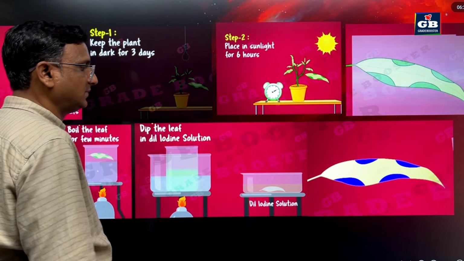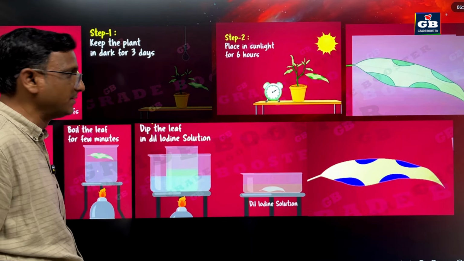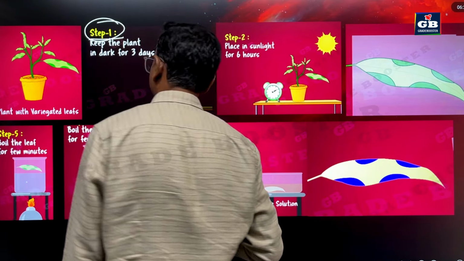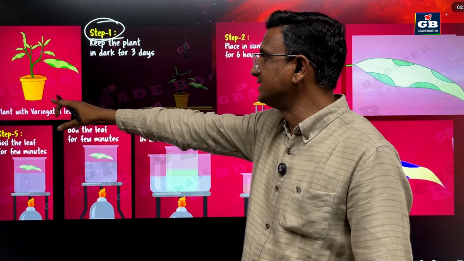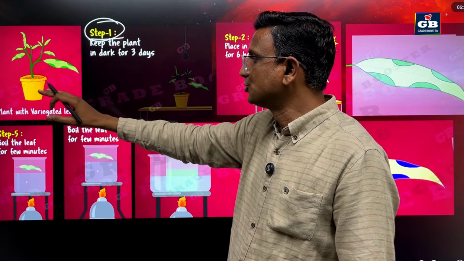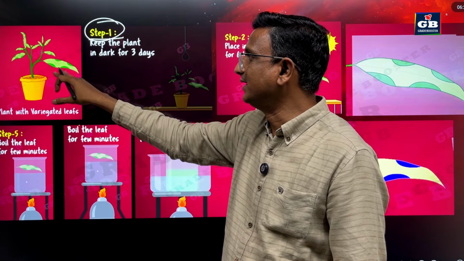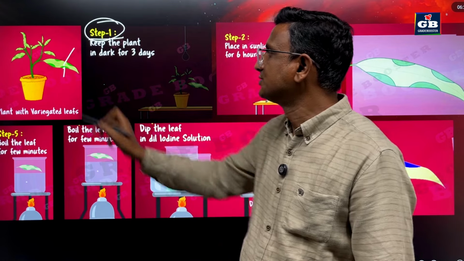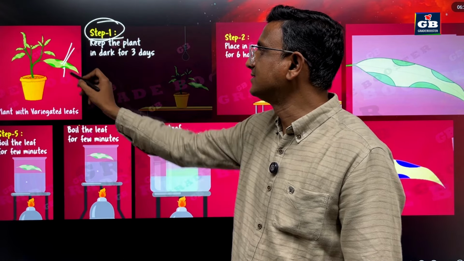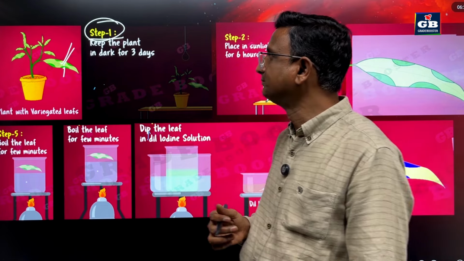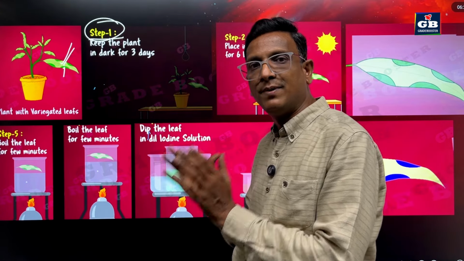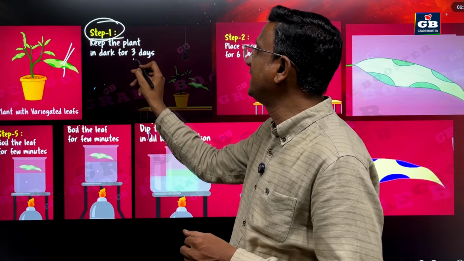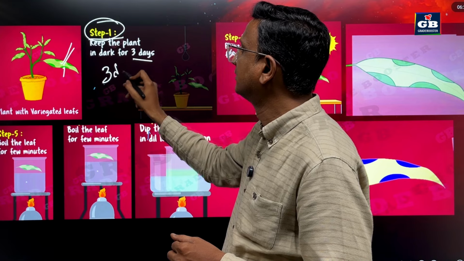So here are the different steps of this experiment. Here is step 1. So what is there in step 1? Here we see a potted plant, a plant with variegated leaves. You can see the green areas and non-green areas. These are the non-green areas, and this is the green area. It's a variegated leaf. We have taken a potted plant, and it should be kept in dark for 3 days.